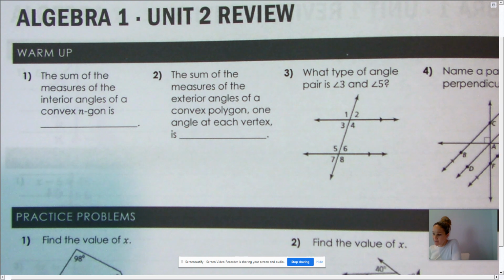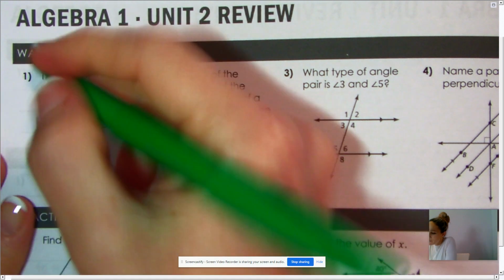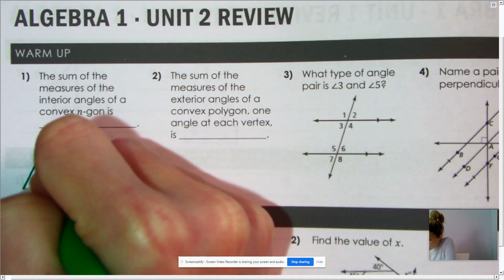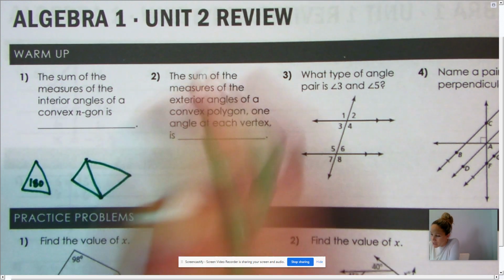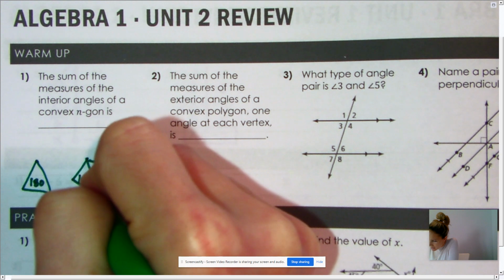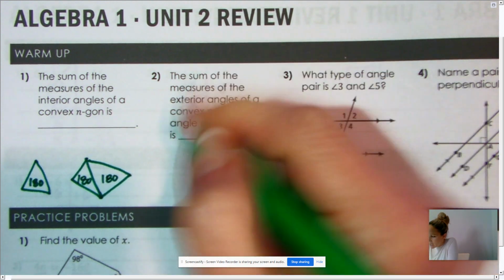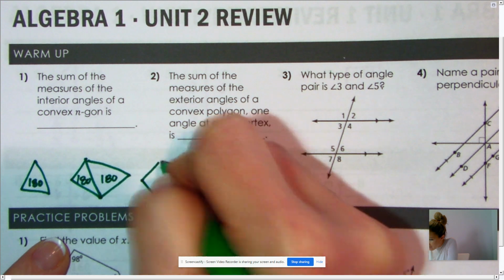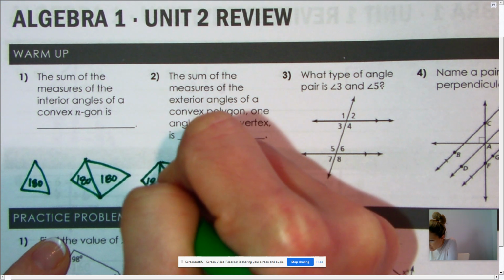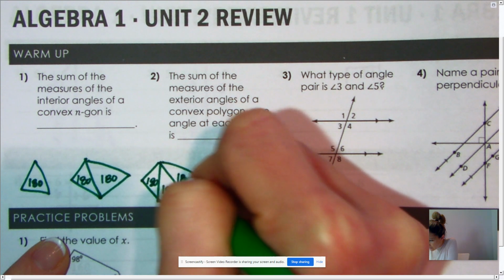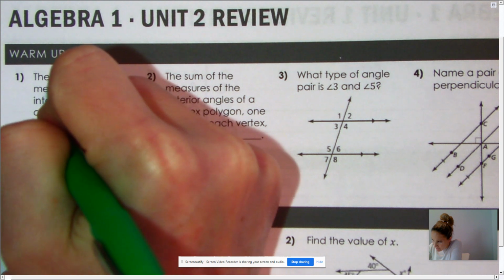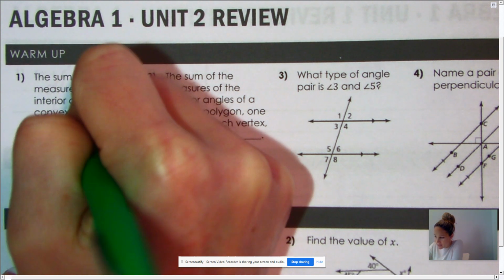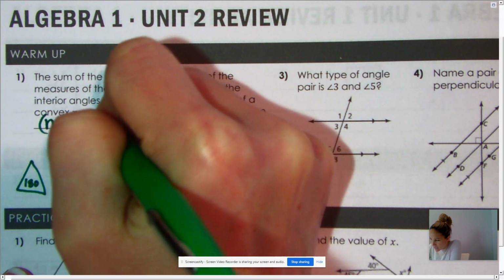So we are going to be looking at polygons and parallel lines. The sum of the measures of the interior angles of a convex n-gon is, remember that's where we said, well, there's 180 degrees in a triangle. If I have 4 sides, I can make 2 triangles, so 180 plus 180. And if I have 5 sides, I could make 3 triangles. So 180, 180, 180. So we just say, take the total number of sides, which is n, subtract 2 from that, and then times by 180, right?